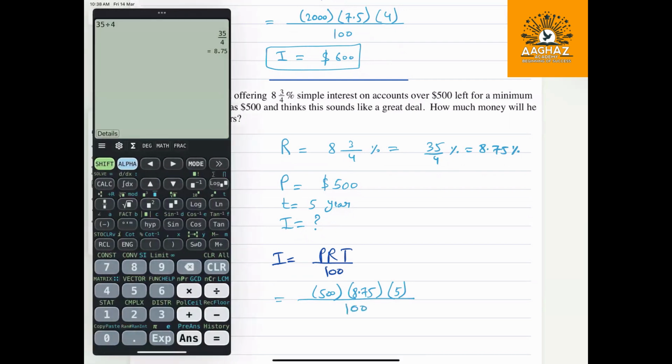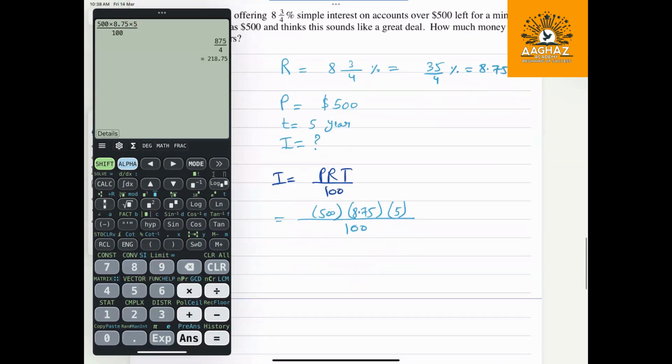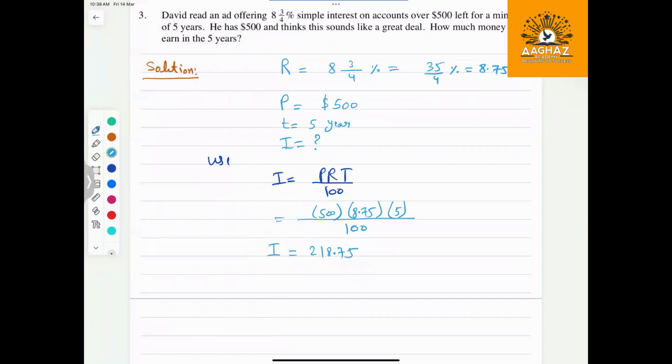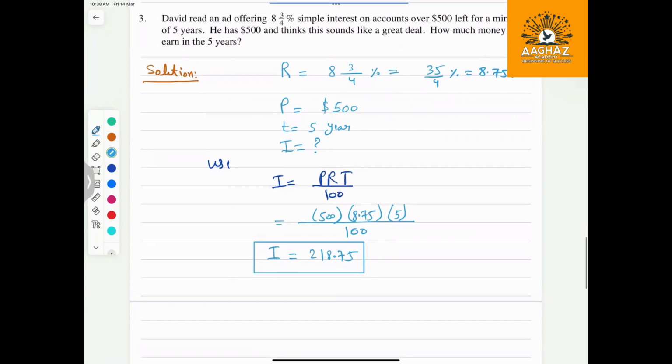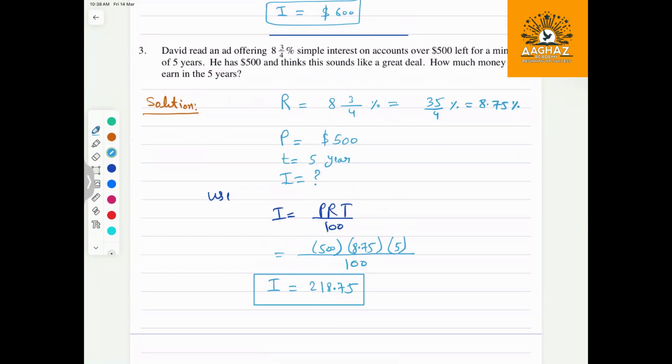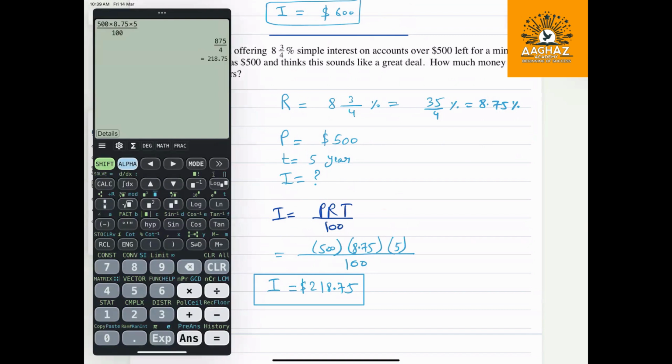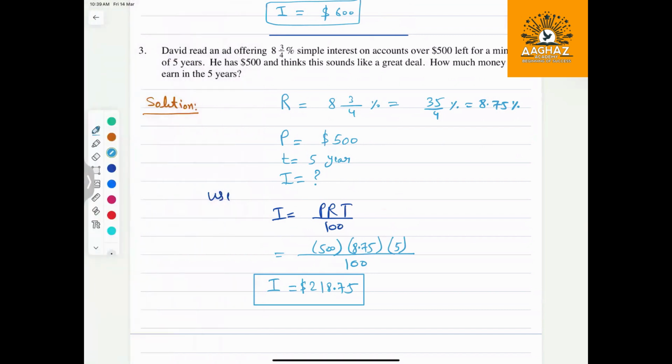And now I will use my calculation to find out the answer. 500 multiply 8.75 multiply 5 over 100. So it's 218.75. It will be the interest value. I mean, he will earn this amount extra after 5 years. And how much amount? $218.75. Okay. So I think it's an easy question.